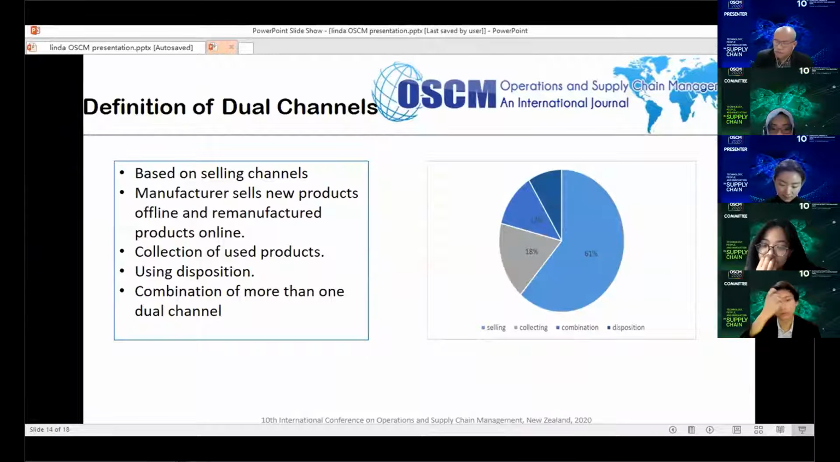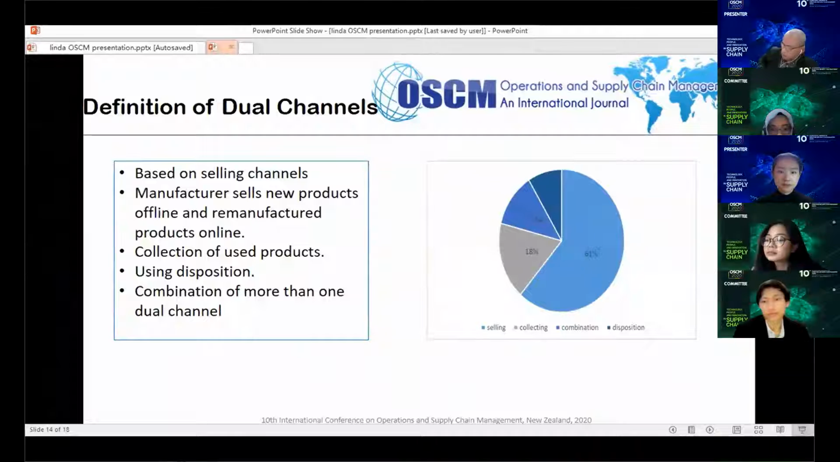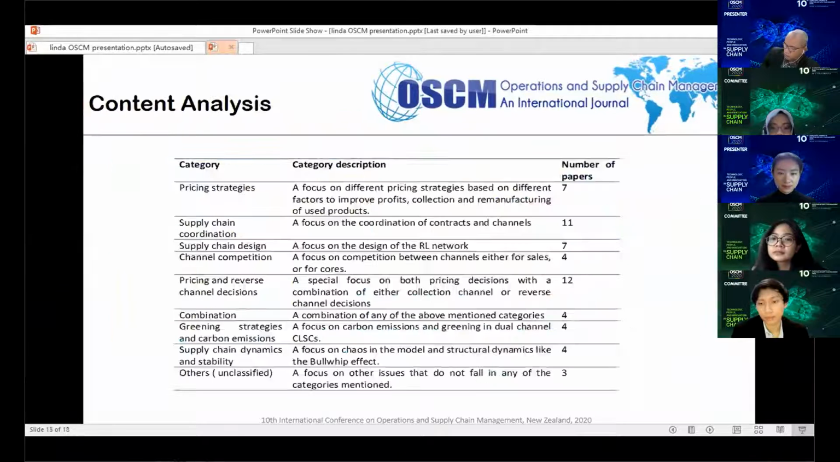And from the pie chart on the right hand side of my screen, you can see that the majority of authors defined dual channels based on selling channels, and 18% of the authors based on collecting channels, 12% based on disposition method, and 9% based on a combination of dual channels.